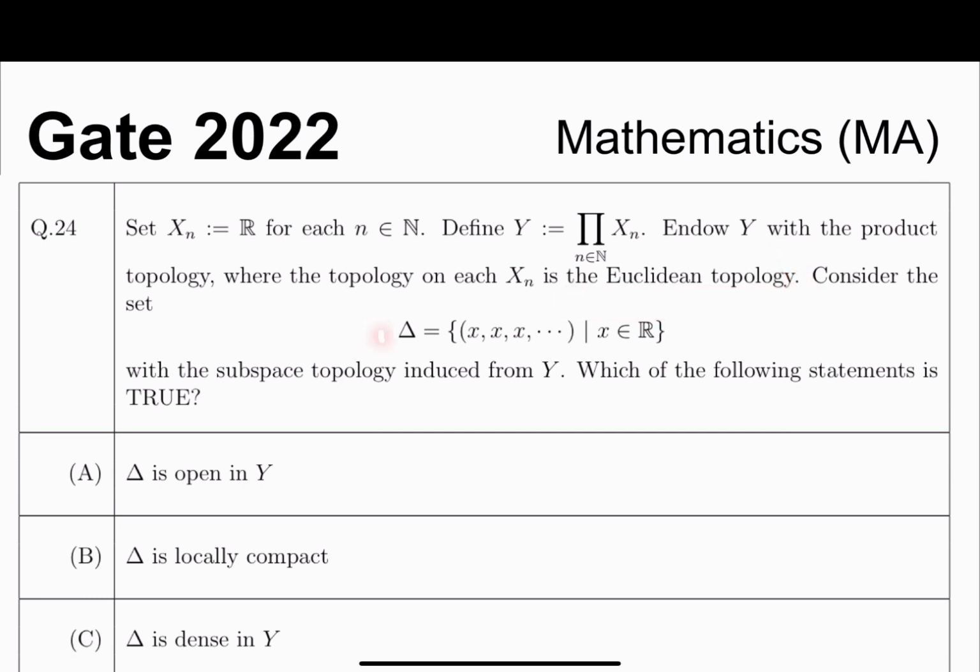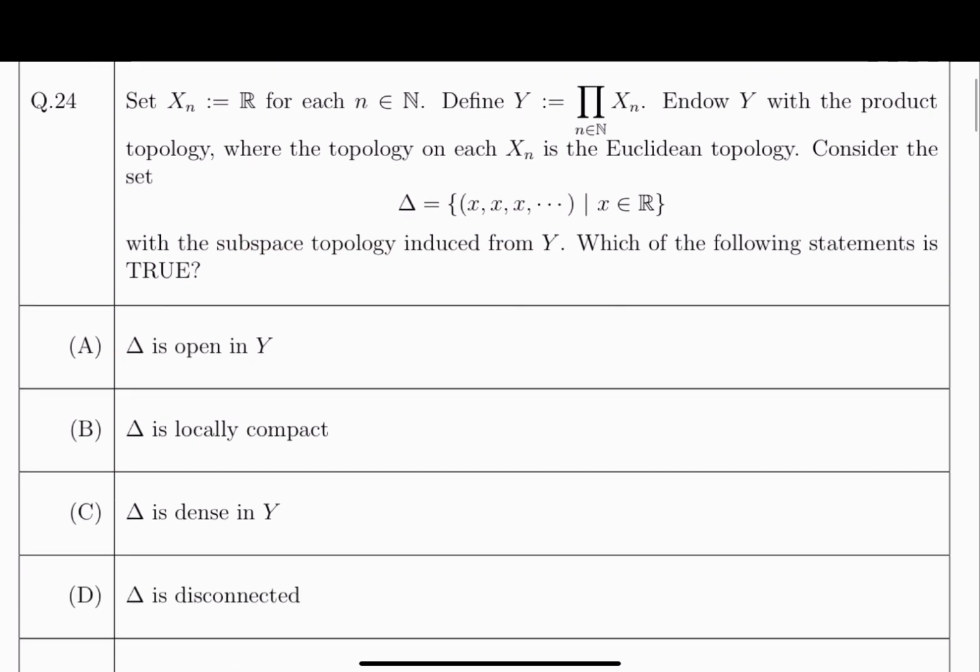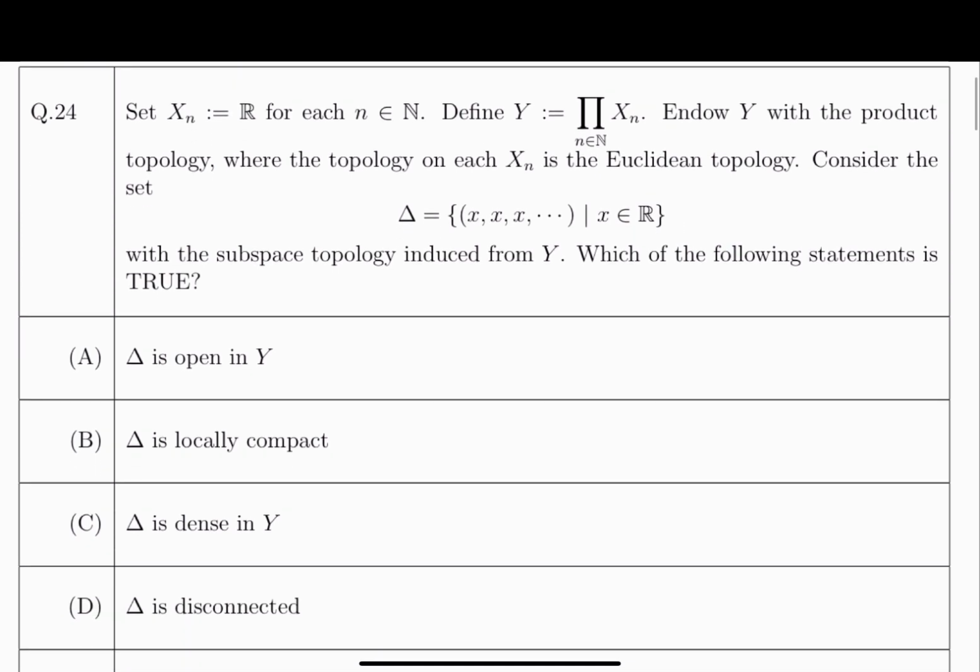And define this Delta. This is the diagonal, meaning all the terms (x, x, x, ...) where x is a real number. This is the diagonal set, which we give the subspace topology induced from Y. Then four options are given. You have to check whether Delta is open in Y, Delta is locally compact, Delta is dense in Y, or Delta is disconnected. Which one is correct? You have to check.